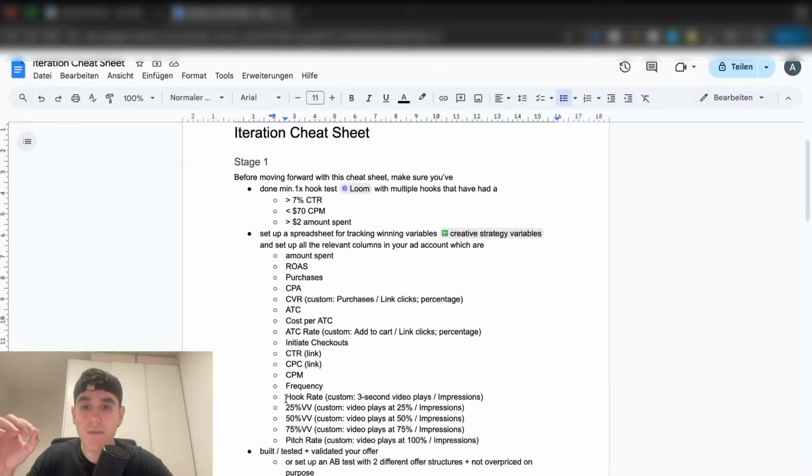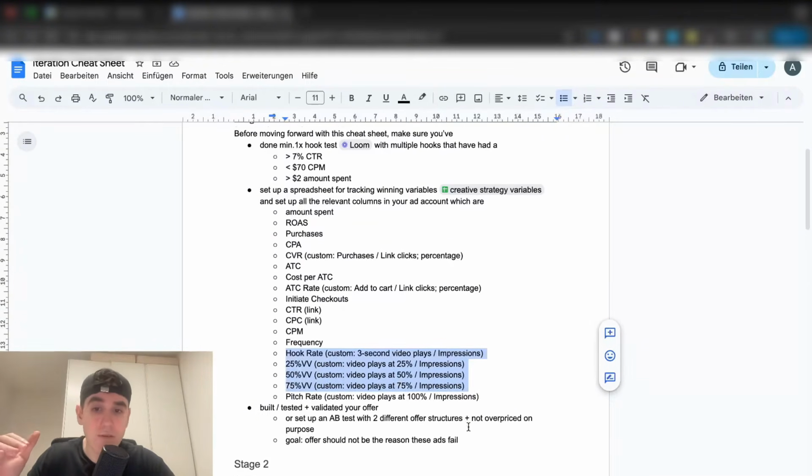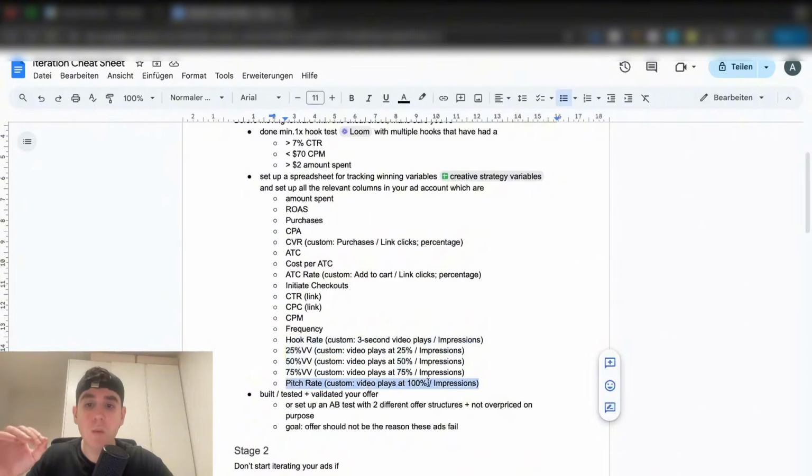Then we obviously have all the stuff from hook rate to 25% video views to 50% video views to 75% video views to the pitch rate, which are all just at these different stages divided by impressions. So we just want to see, percentage wise, how many people are still watching. Okay. This is not going to be interesting for image ads. However, we still want to have the frequency as well, the CPM as well, and obviously all these standard metrics.